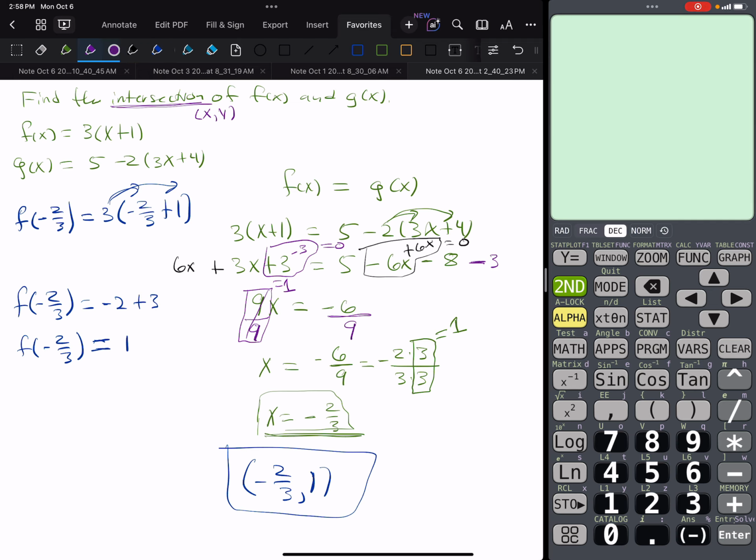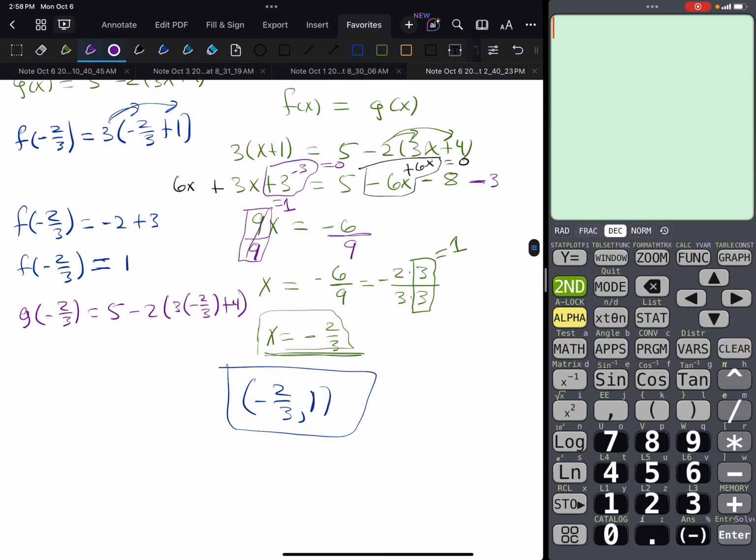Now, we can make ourselves feel a little bit better a couple of different ways. We could try calculating g of negative 2/3. What's that going to be? That'll be 5 minus 2 times 3 times negative 2/3 plus 4. That's why we change colors, because we're running close to our other calculations. All right, well, the 3 over 3 is 1. And so 3 over 3, that cancels, because it's 1 times the negative 2, and it just leaves me with the negative 2. All right, and so I still have my 5.